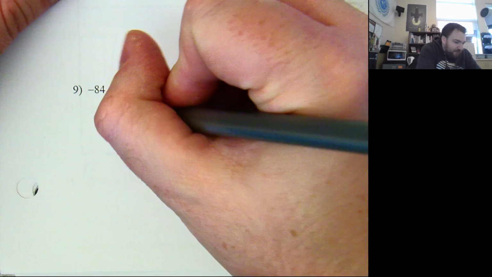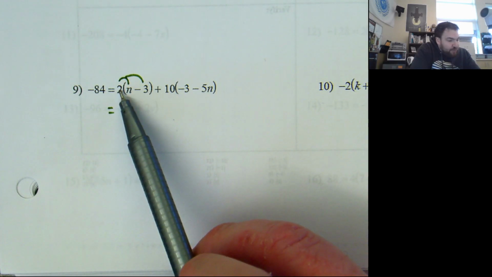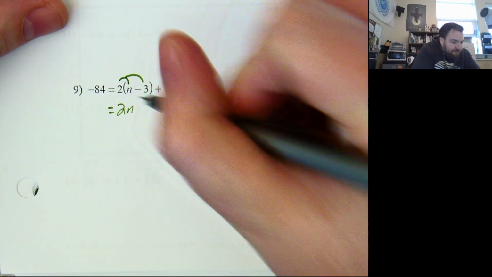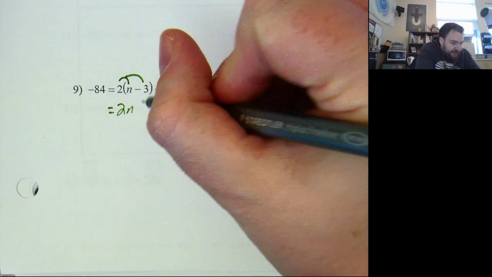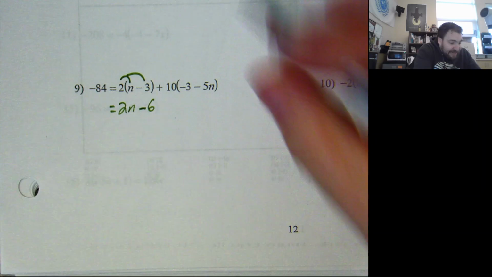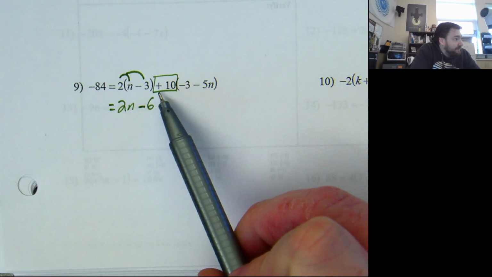Let's do that piece first before I do anything else. So multiplying these two things together, I need to make sure this 2 multiplies onto both these pieces. So 2 times n is just going to be 2n. And then 2 times negative 3 is going to be minus 6. Now I'm going to take this positive 10 here. I need to include the sign that's out front.